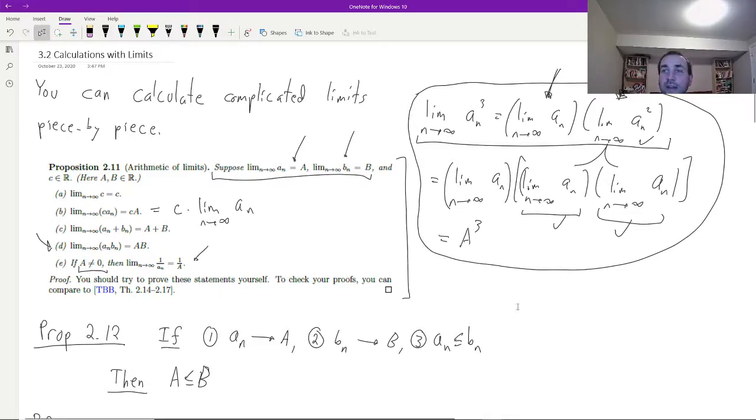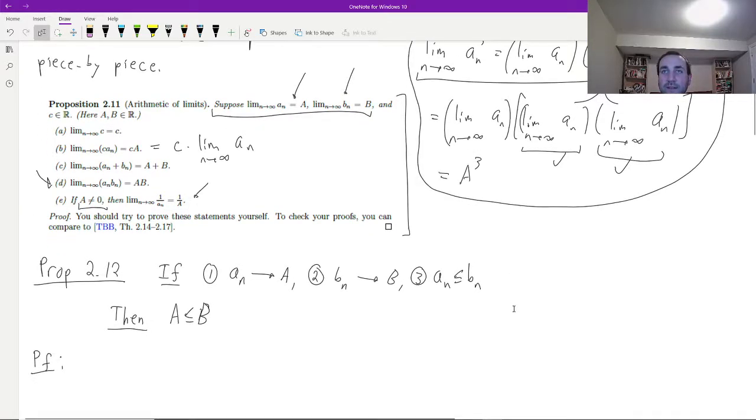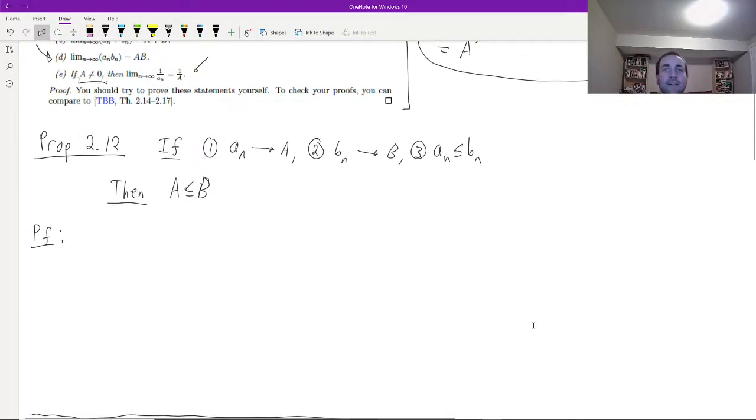All right, with that out of the way, let's continue and talk about some of the later propositions. So the next one, proposition 2.12, is sort of almost obvious, and here's the idea. If I have two sequences, a_n and b_n, that are convergent, and furthermore, a_n is always sitting below b_n, well, then the limits have the same relationship.